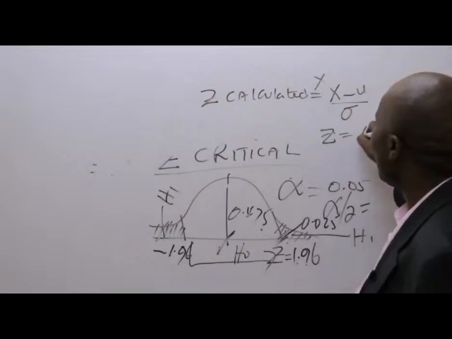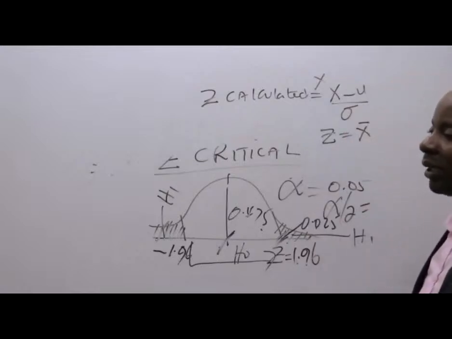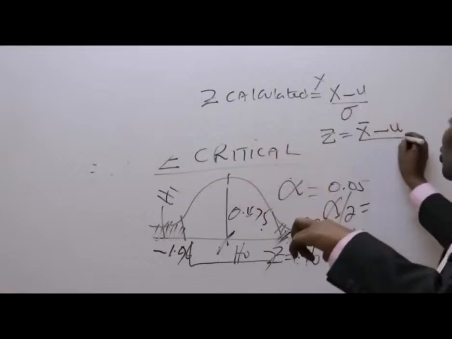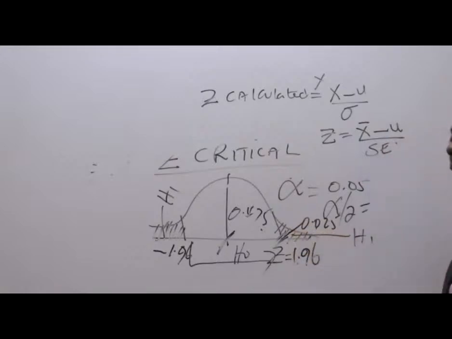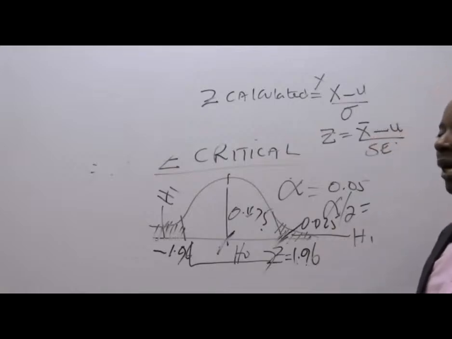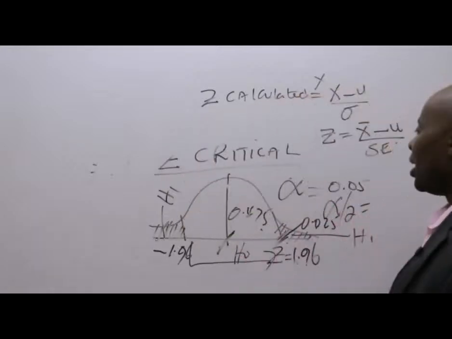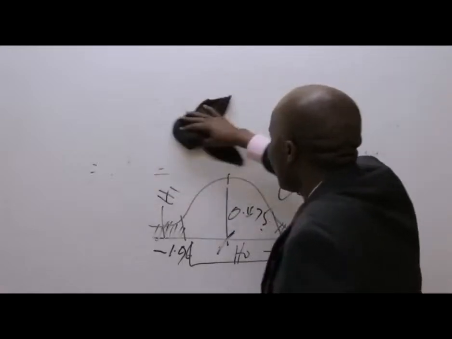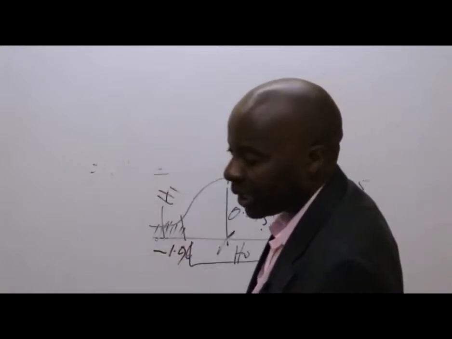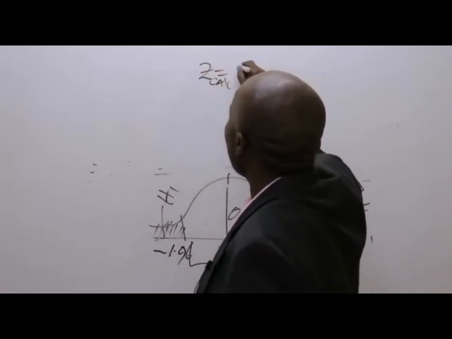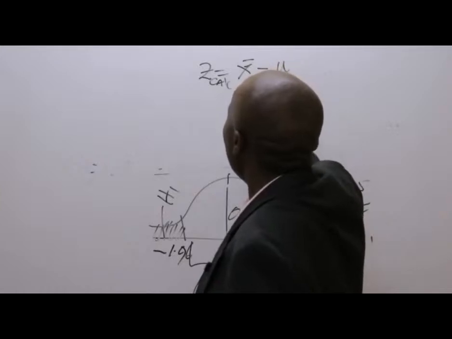Our Z calculated will be X bar minus mu. Because here we are working with X bar, we have many samples, so we'll talk over what we call the standard error. Please write that: our Z calculated is X bar minus mu, divided by standard error.